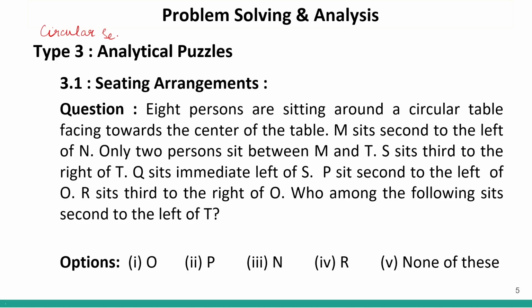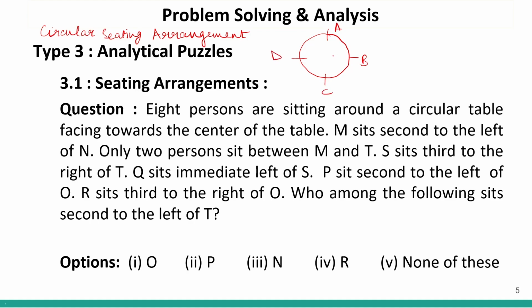Circular seating arrangement. This is your second type, circular seating arrangement. As the name suggests, everybody will be sitting in a circle. So maybe A, B, C, D.